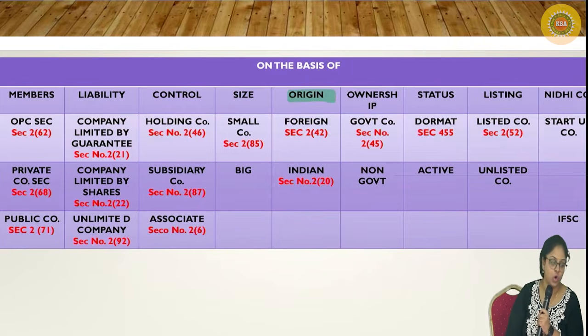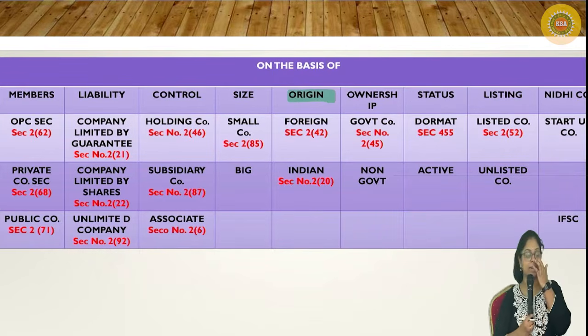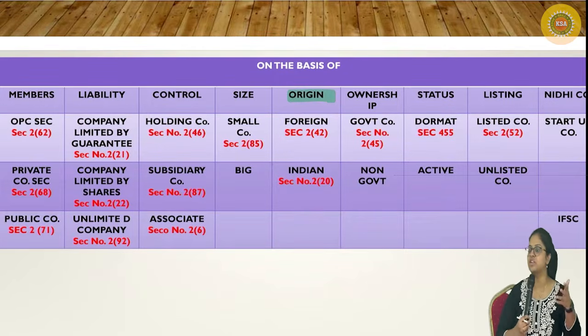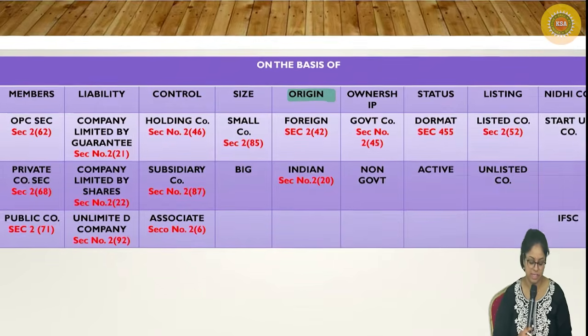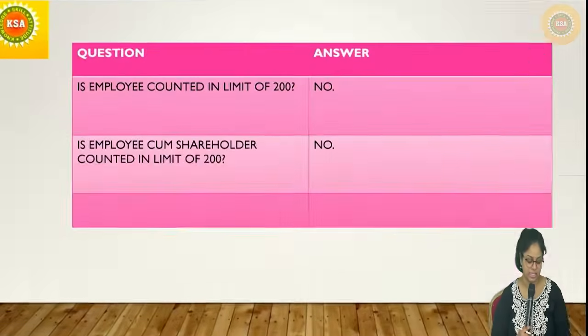And then based on origin, a company is classified as either a foreign company or an Indian company. Then based on ownership, the company can be either a government company or a non-government company. Then based on its status, it can be either an active company or a dormant company. And then we have, based on listing, a listed or an unlisted company. And the last is the special type of company, such as a startup, a Nidhi company, or an IFSC company, right? These are the broad classifications.